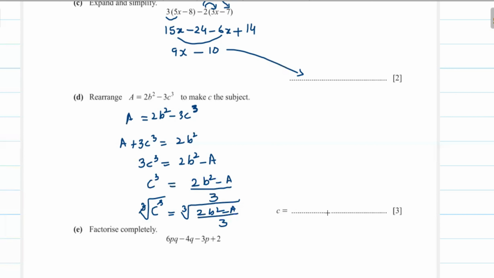Therefore, C will be equal to 2b squared minus A over 3 cube root, and this is the answer.